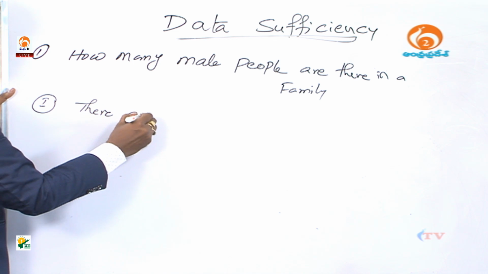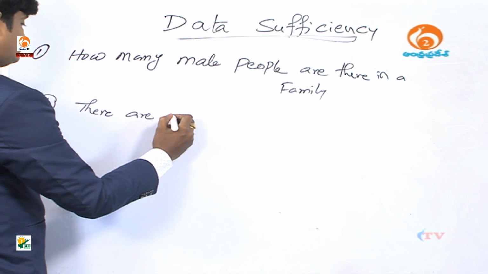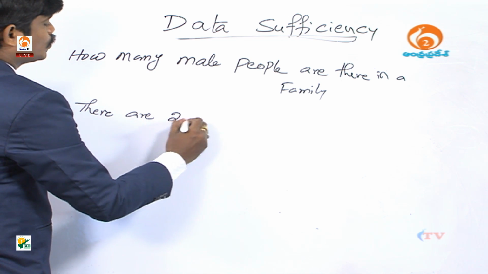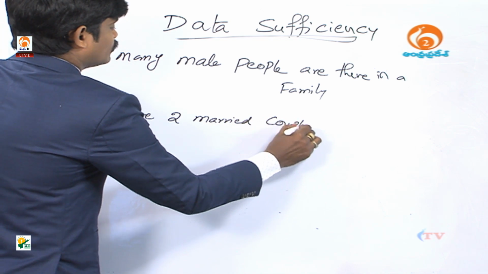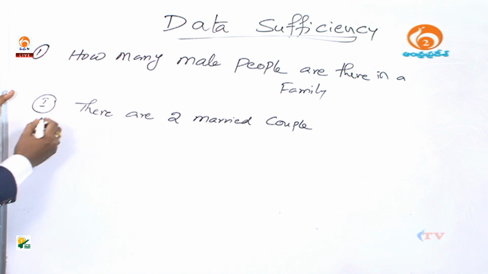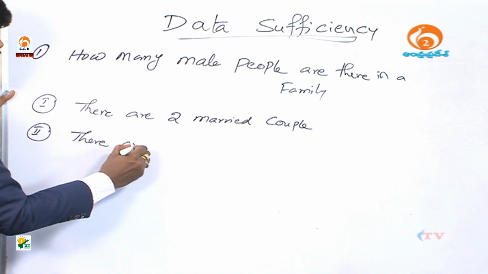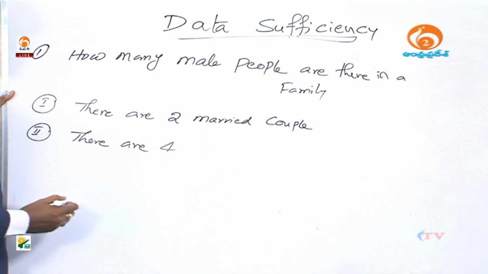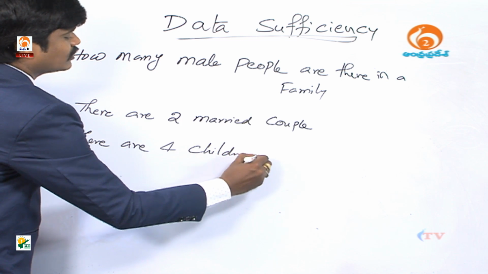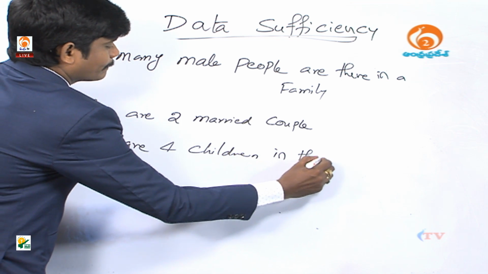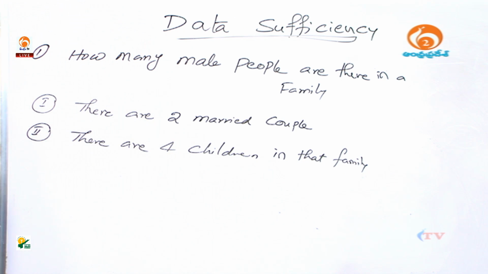there are 2 married couples. That is the first condition. The second conclusion is there are 4 children in that family. What is the answer for the given question?